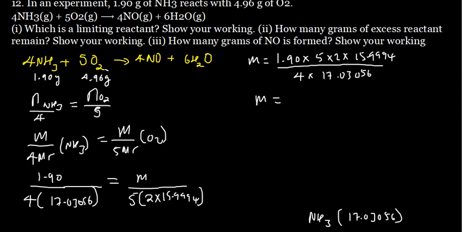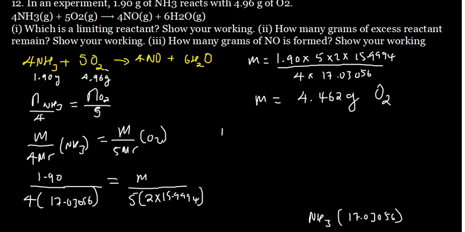Alright, so let's go on and punch this: 1.90 multiplied by 5 multiplied by 2 multiplied by 15.9994 divided by 4 multiplied by 17.03056. This is giving me 4.462 grams of oxygen. And this again just confirms that oxygen is the excess reagent, because this is the only mass that is required to react with the ammonia which is present, but we've been given 4.96, which is more than the mass required. So meaning that it is in excess.